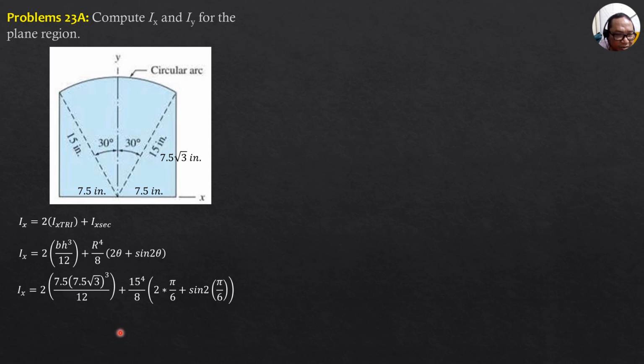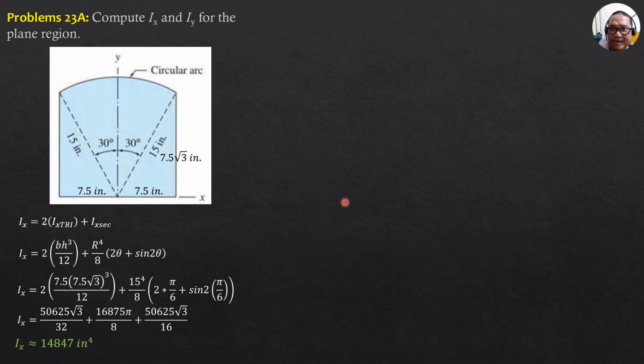So computing and combining and simplifying, Ix is equal to 14,847 inches to the fourth.